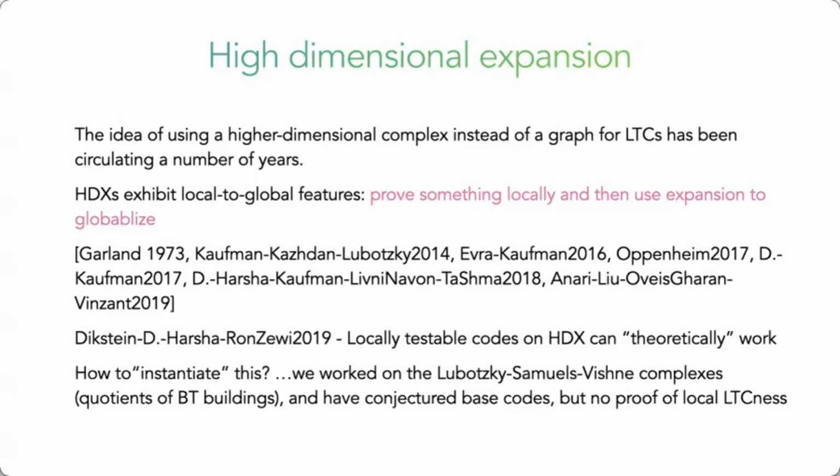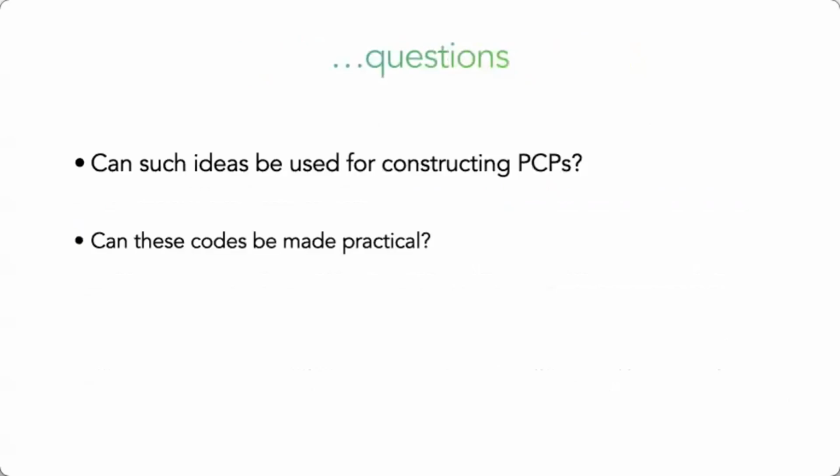Okay, actually, this was our direction. We were hoping to construct these codes using these quotients. There are these beautiful quotients constructed by Lubotsky, Samuels, and Vishna. But we have these conjectured things, and we couldn't prove it, and we ended up doing it this way. Okay, and the two questions that I'm really interested in: can you construct probabilistically checkable proofs with some similar ideas? And also whether this can be practical in any way, like actually use this to encode things.